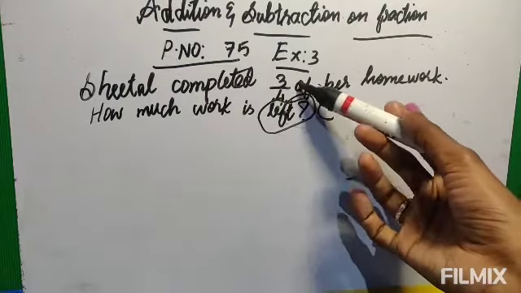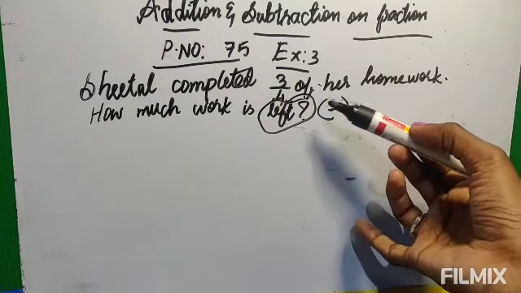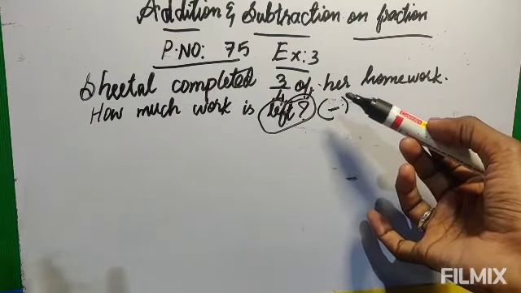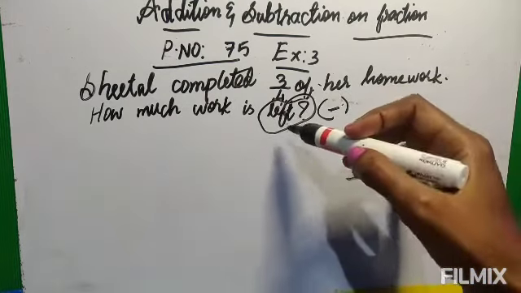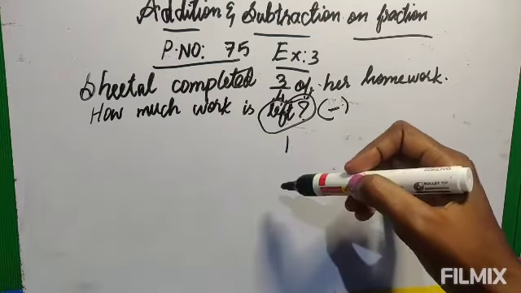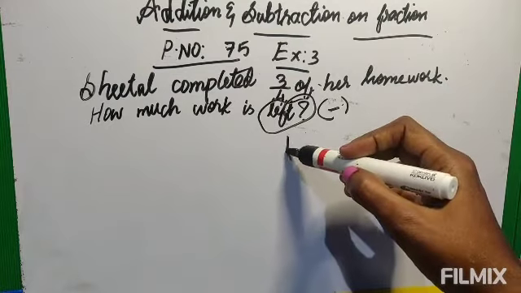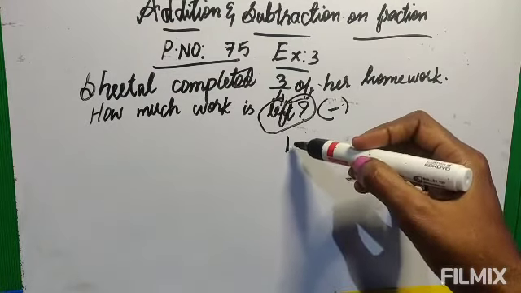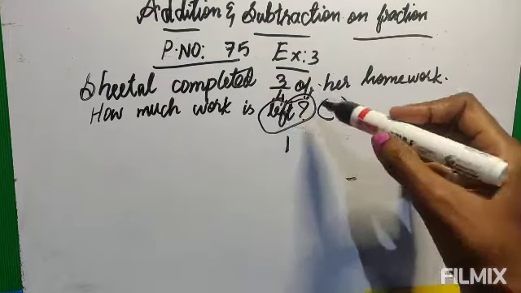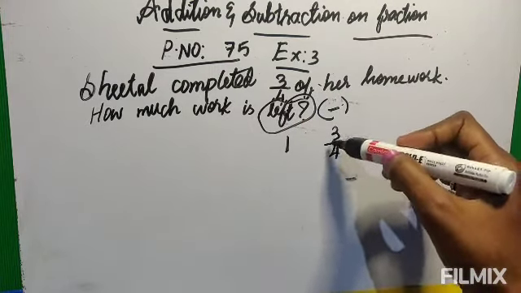Sheetal completed 3 by 4 of her homework. So you must know that a fraction is a part of a whole. Here the whole is 1. This is the whole homework, that is the 1. From this whole homework, 3 by 4 part she has finished.